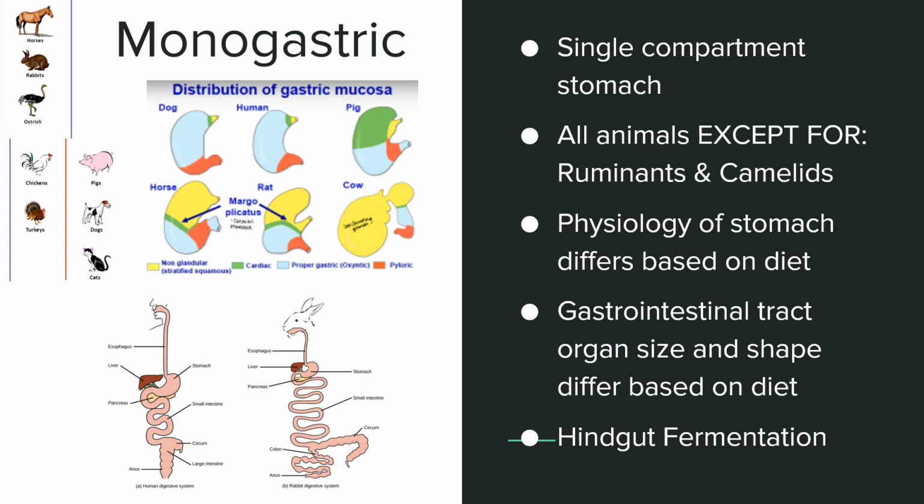So monogastrics have the single compartment stomach. We are hindgut fermenters, or we use hindgut fermentation, is what it's going to be referred to as you dive deeper into your studies. And then just note that the physiology of your stomach and the physiology of your intestinal tract, so your small and large intestine, and then also this organ called a cecum, is going to change and differ. So that's going to be something we look for in those monogastric animals.